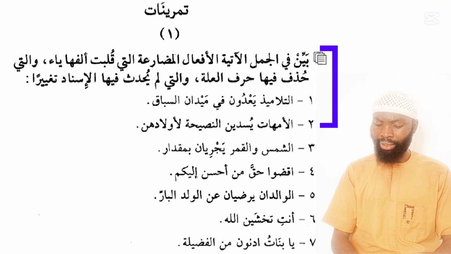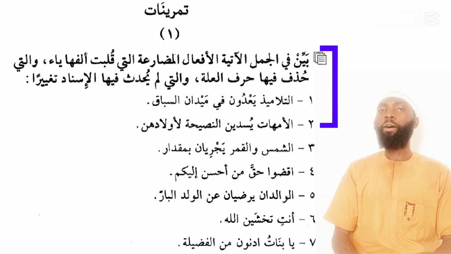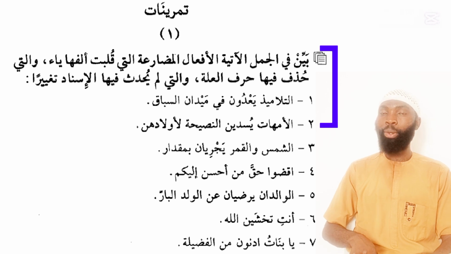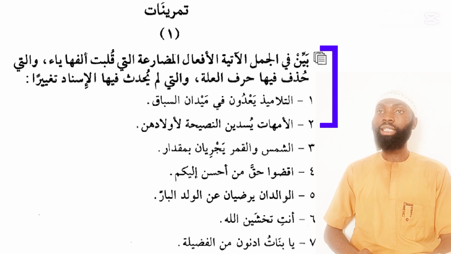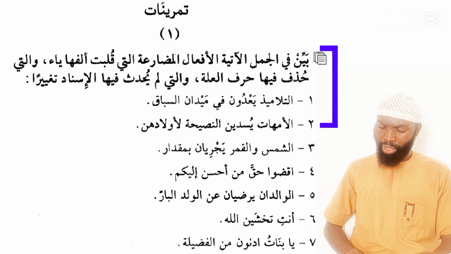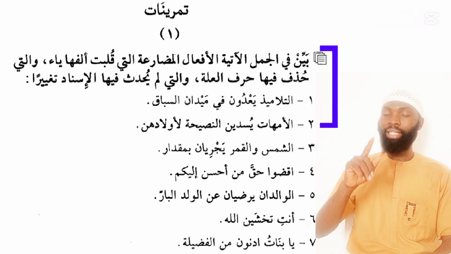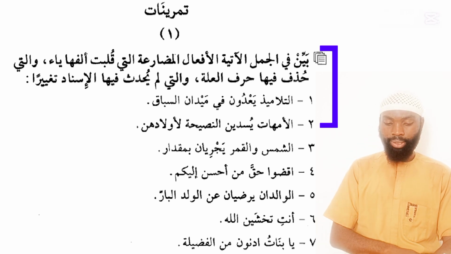The first example we have: al-talamidh ya'aduna fi maidan as-sibaq. The pupils are running, jogging in the track field. You see here the word ya'aduna, so here the alif has been changed to wa, because it was the word ada, but here it has changed to what? Ya'adu, mashallah. Al-ummahatu yuzdina an-nasihata li awladihinna. The ya has been omitted, so you can solve the remaining by yourself.